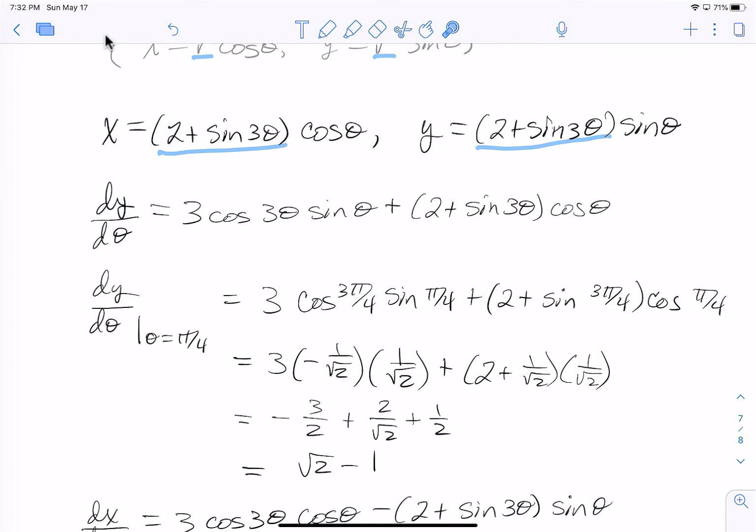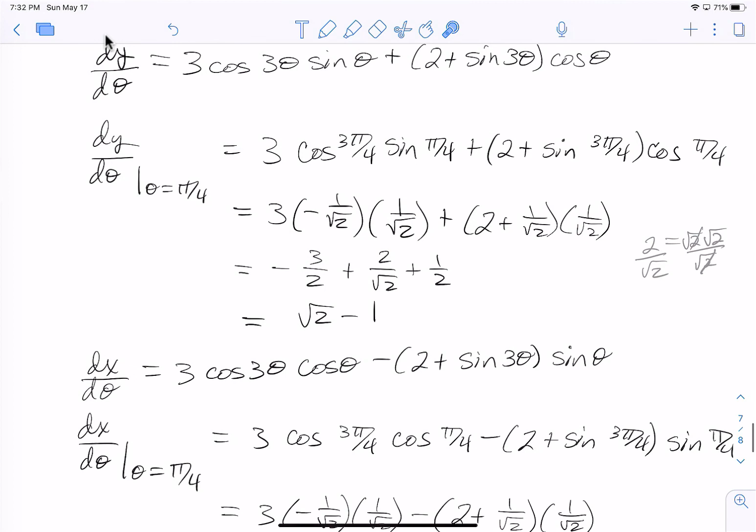So we have negative 3 halves for the first term, and then for the second term, what I've done is used the fact that 2 is equal to the square root of 2 times the square root of 2. So 2 divided by the square root of 2 that we see here is the square root of 2 times the square root of 2 divided by 2. It turns out to be the square root of 2. And then negative 3 halves plus 1 half. We end up with dy/dθ evaluated at theta equals pi over 4 is the square root of 2 minus 1.